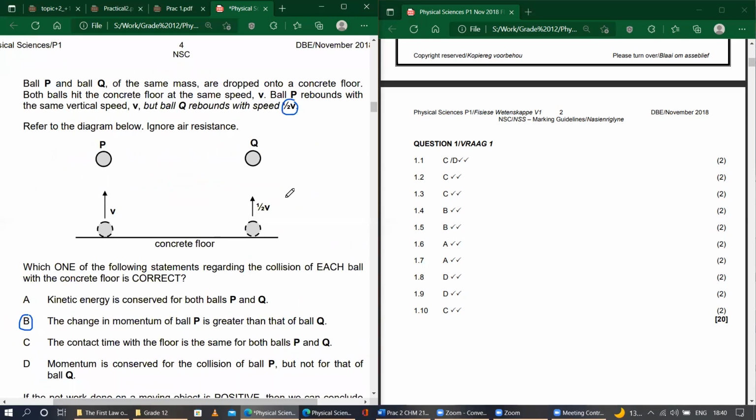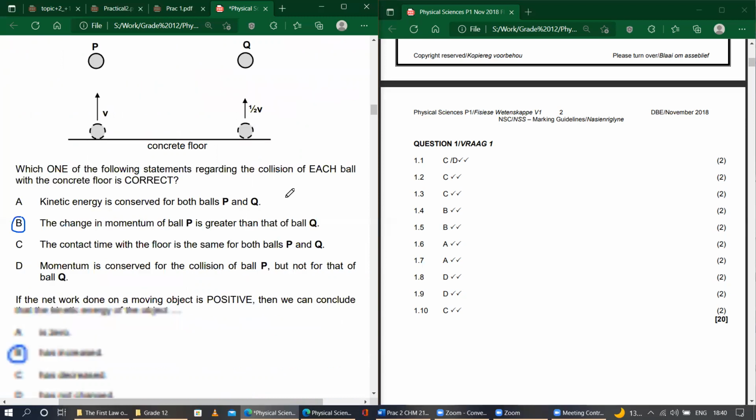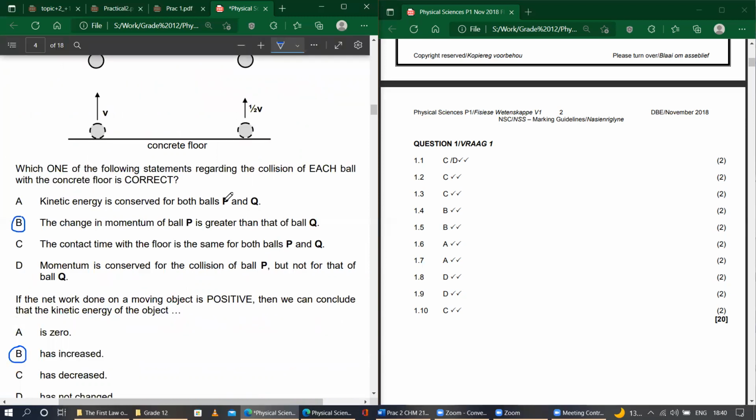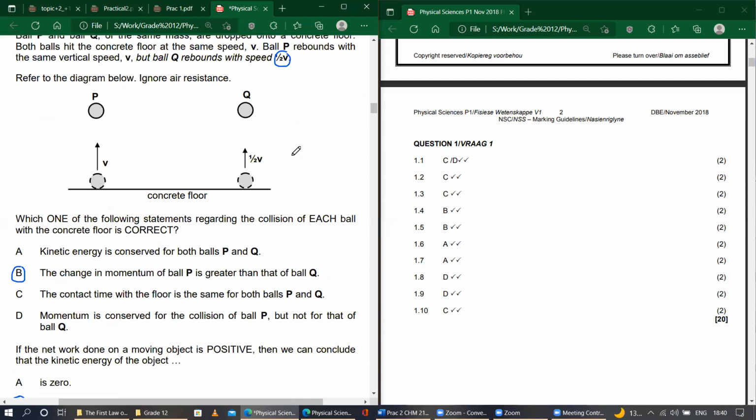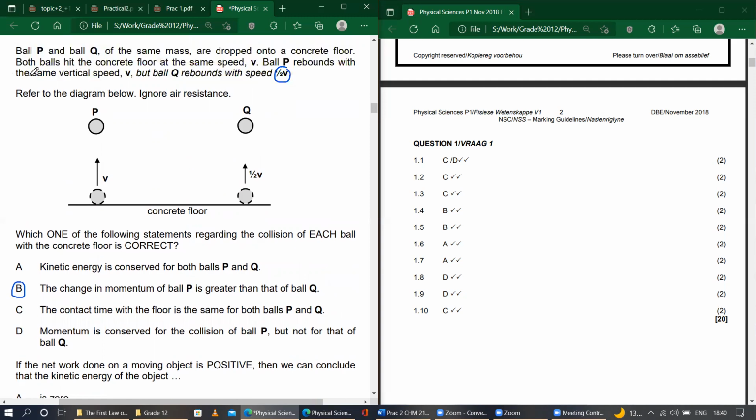And we go to 1.4, where ball Q rebounds at half the speed of ball P. They say the kinetic energy is conserved for both ball P and Q. The change in momentum of ball P is greater than that of ball Q. I think that's understandable because there's going to be a greater change as the speed of P is higher than that of ball Q. So V is greater than 1/2 V, so the change in momentum is obviously going to be higher.